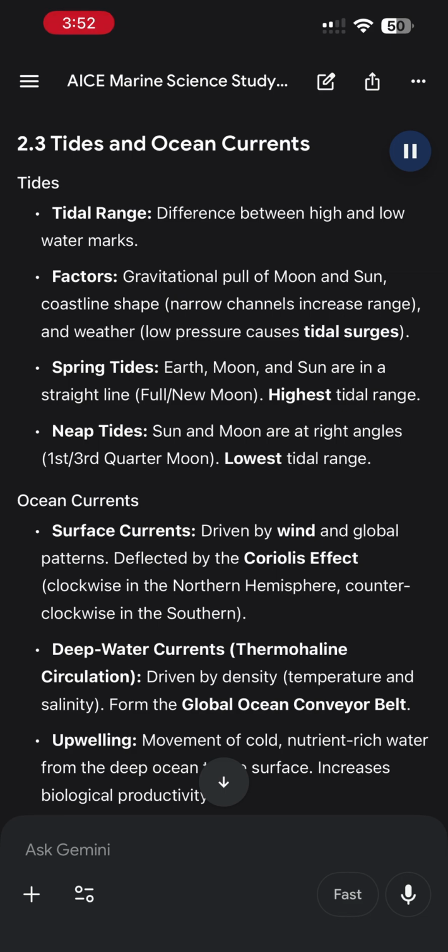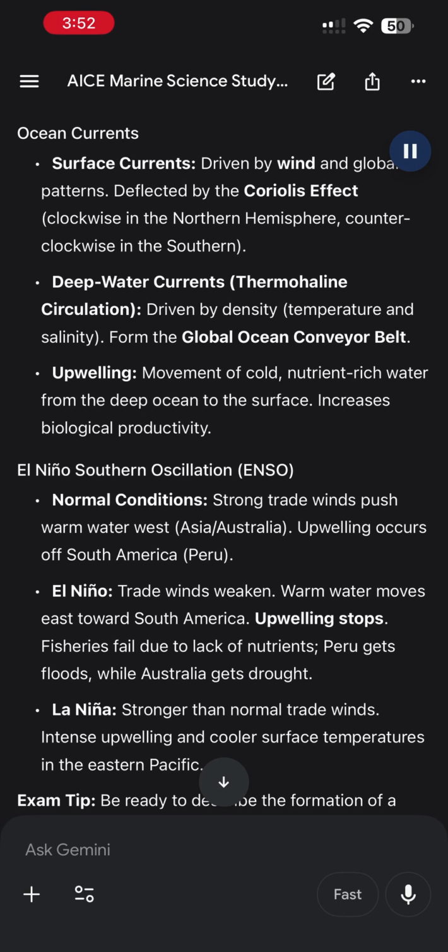Spring tides, Earth, Moon, and Sun are in a straight line, full/new moon. Highest tidal range. Neap tides, Sun and Moon are at right angles, first/third quarter moon. Lowest tidal range. Ocean currents.